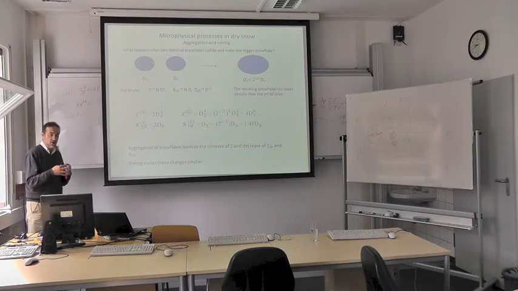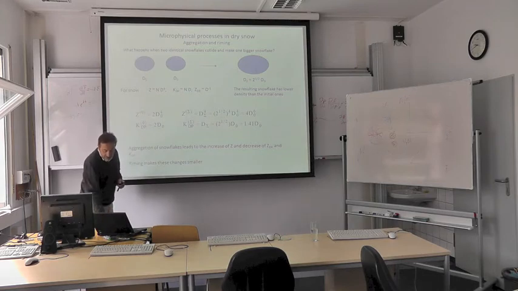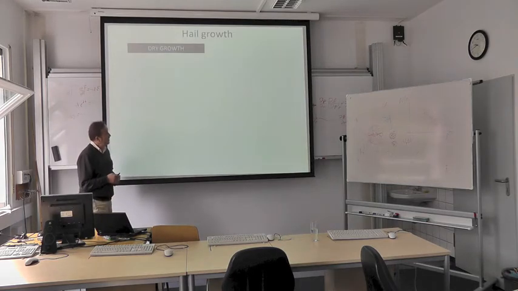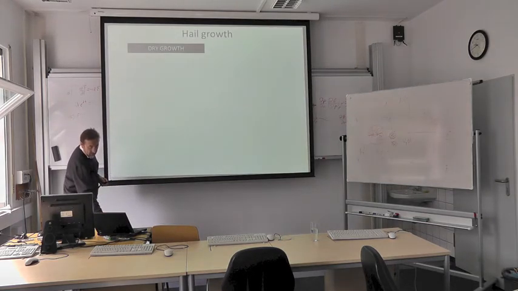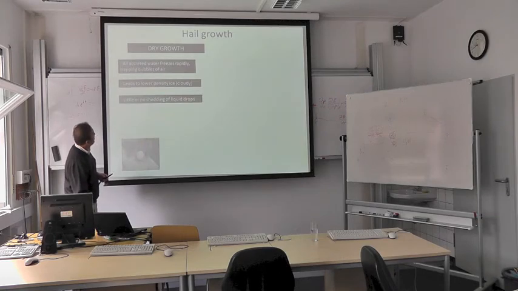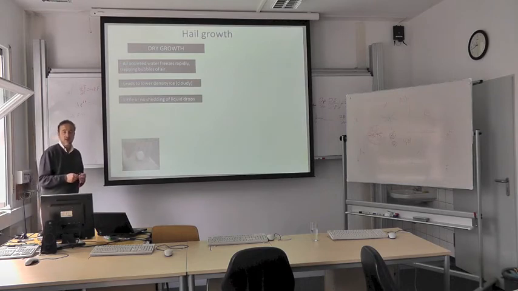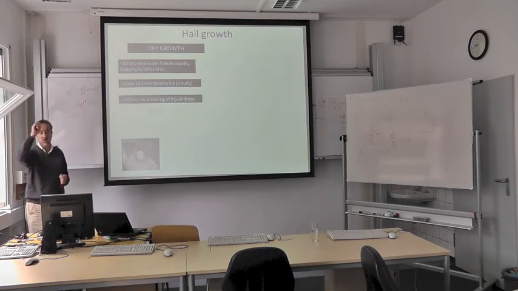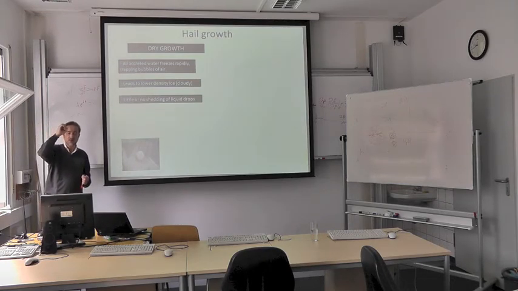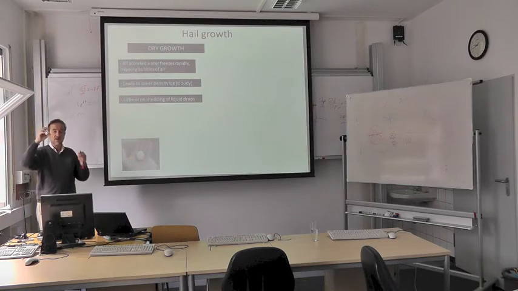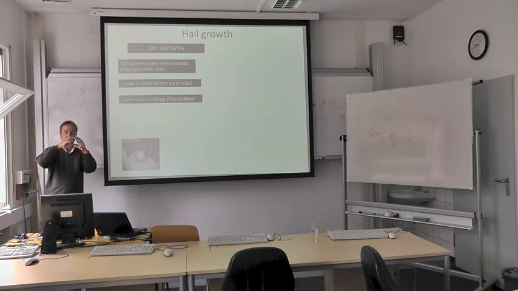They have a lot in common, but they have very important differences as well. So, hail growth. It can be dry growth or wet growth. How does hail grow? We have a small graupel particle that initially originated from a crystal that accretes a lot of water and gets significant size.